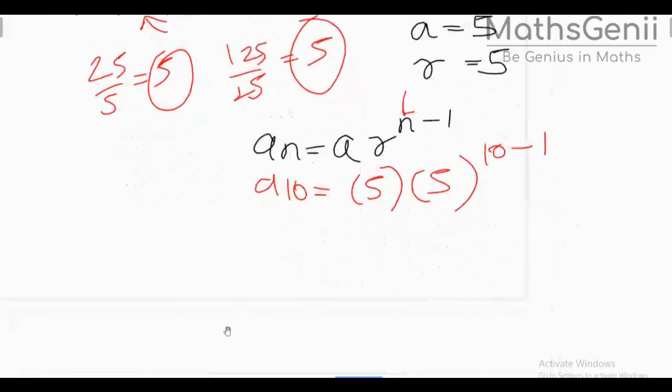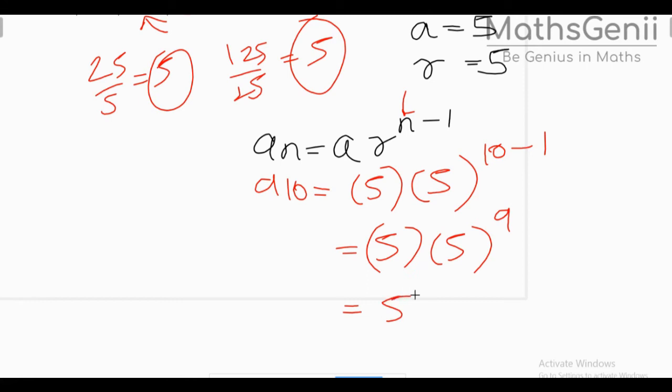Okay. So 5 into 10 minus 1 will give you 9. So 5 raised to 10. This you have 1, right? So 5 raised to 10 is your answer. Okay. That's it. Pretty simple. We've just used one formula in this question.